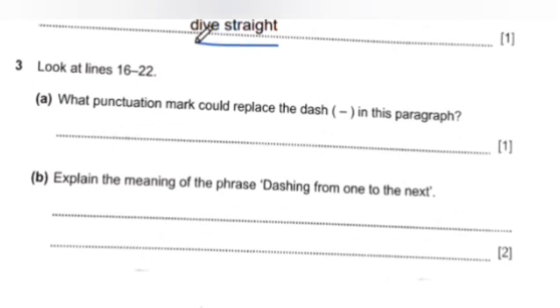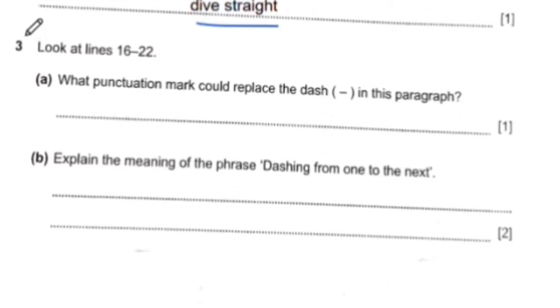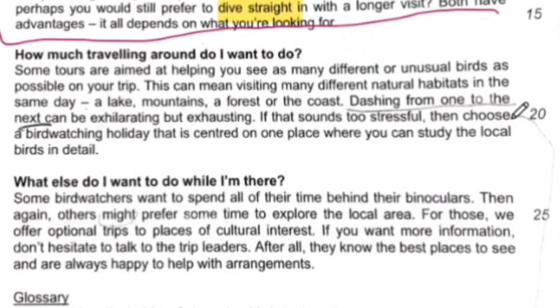So we wrote the answer to question 2. Let's go to question 3, which has A and B. Let's go for A. First, you should check lines 16 to 22. A: what punctuation mark could replace the dash in this paragraph? Let's go and check. It says 16 to 22. So, this part.